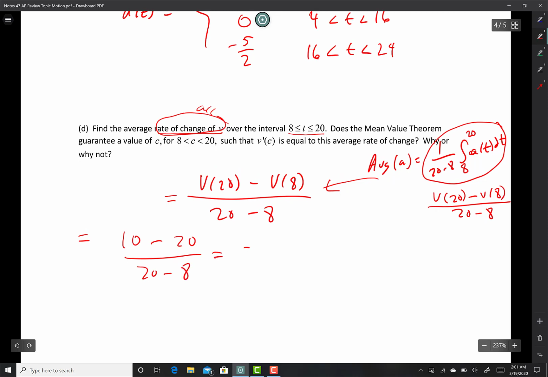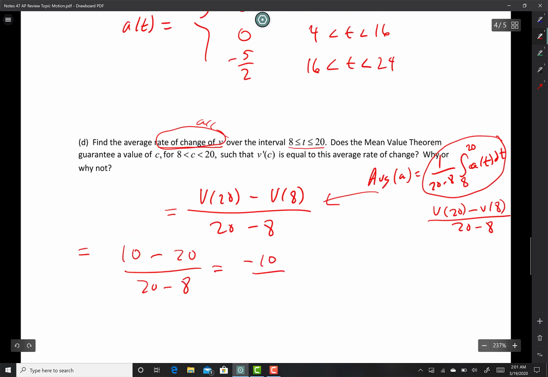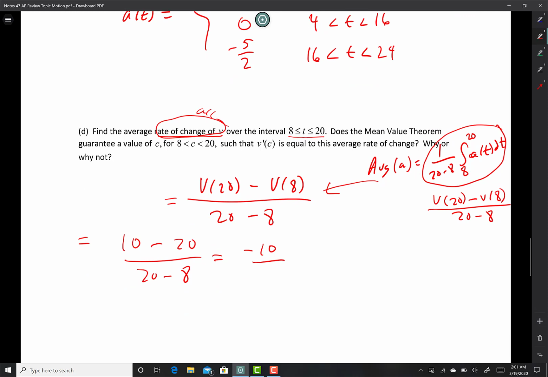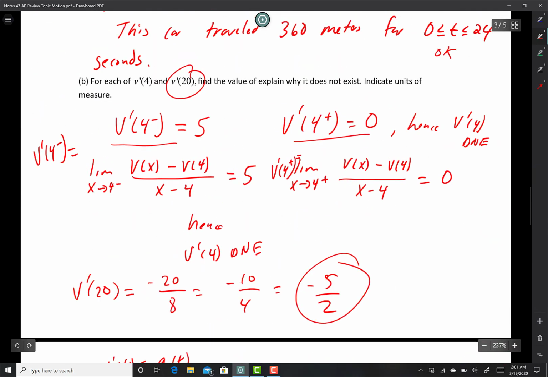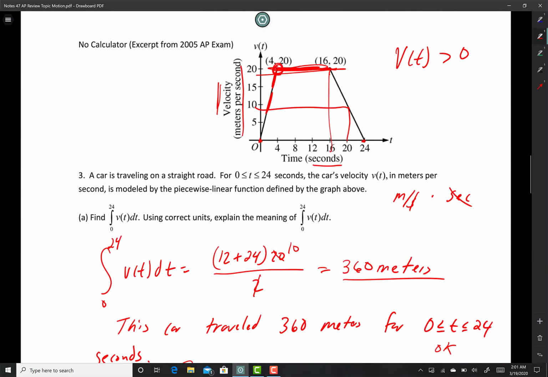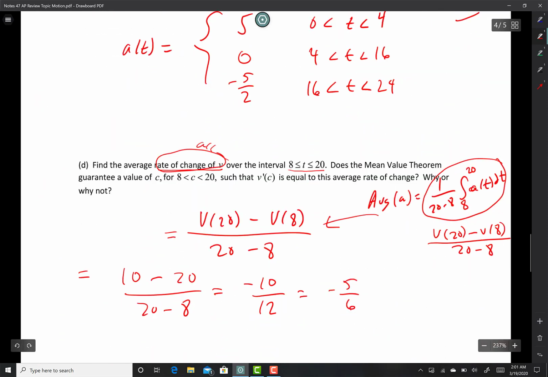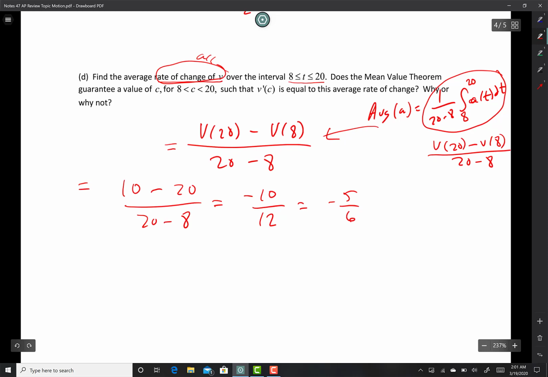If I made a mistake, let me know, please. 10 minus 20 over 20 minus 8, that's 12. So negative 5 over 6. Let me make sure that I did everything right. V of 20, 10, V of 8, 20. Yeah, I don't see any mistakes there. All right, so that's my average acceleration.